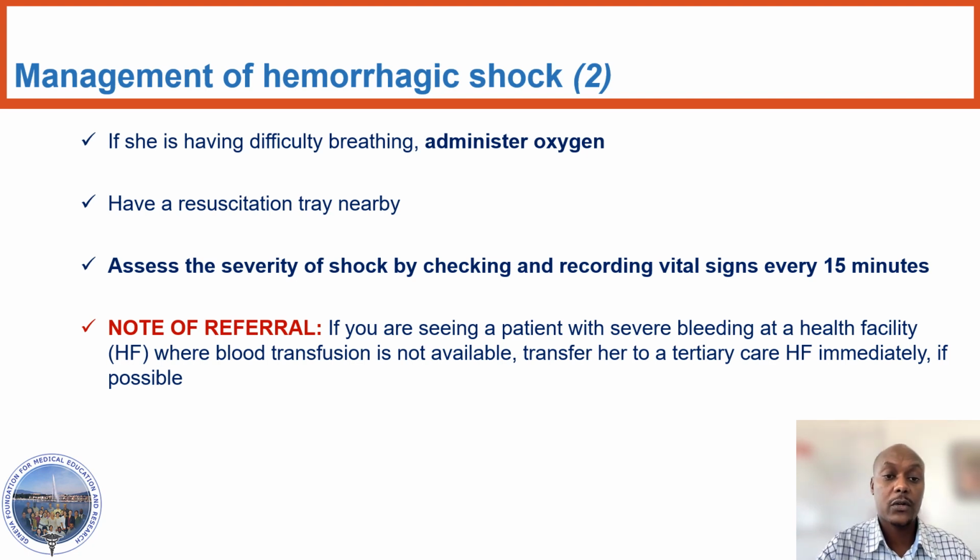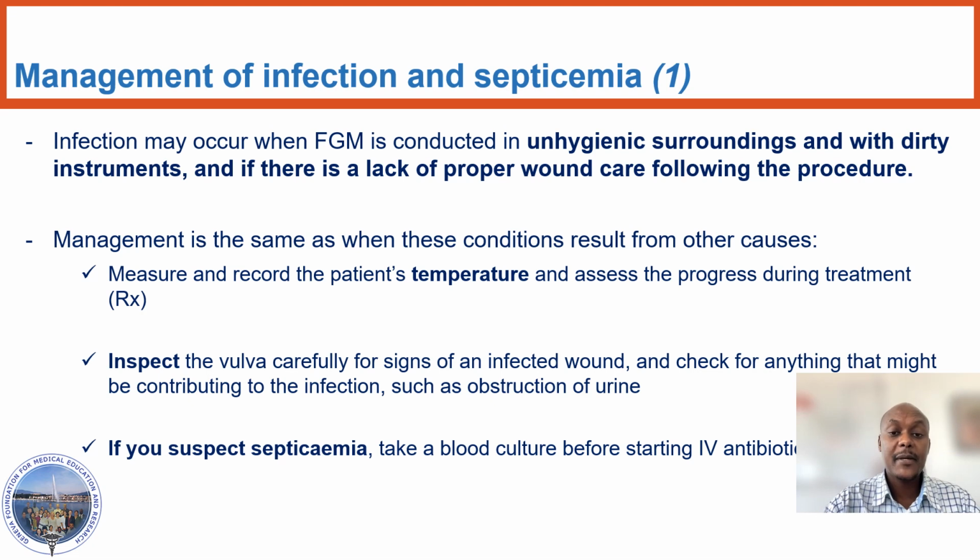A note on referral: if you're seeing a patient with severe bleeding at a health facility where blood transfusion is not available, you will transfer her to a tertiary care health facility immediately where possible. The next immediate and or short-term health complication related to FGM is infection and septicemia. Infection may occur when FGM is conducted, as is typically the case, in unhygienic surroundings and with dirty instruments, and also if there is lack of proper wound care following the procedure.